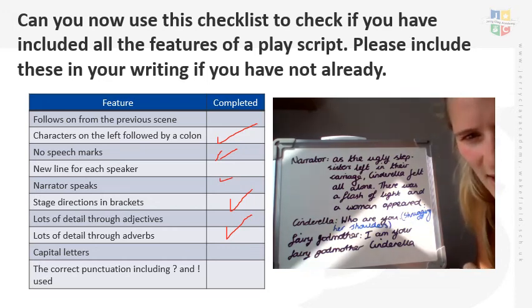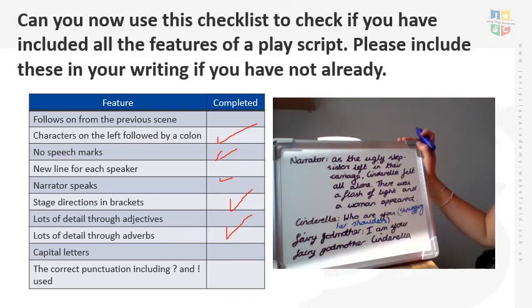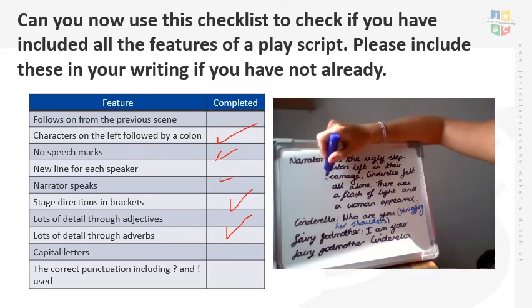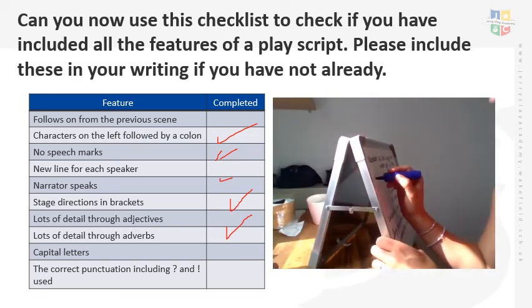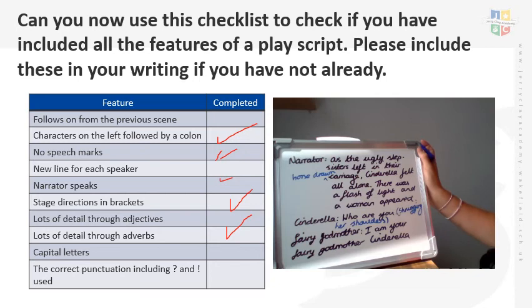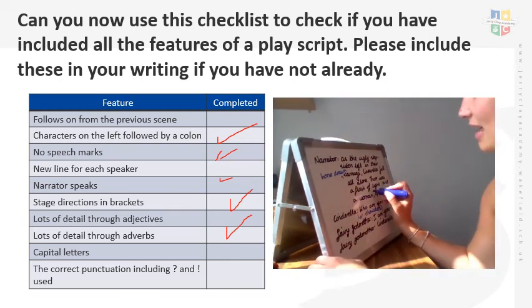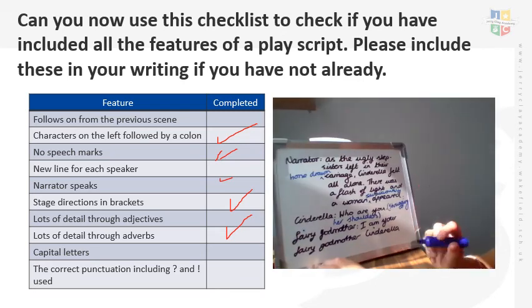Lots of detail added through adjectives and adverbs. So let's have a look. Have I got any? So as the ugly stepsisters left in there, oh, I think I could add one in, so I'm going to add in there horse-drawn carriage. Cinderella felt all alone. Suddenly there was a flash of light and a woman appeared. I'm going to say how she appeared. I'm going to say a woman suspiciously appeared. Suspiciously. So I've got my adverb in there. Suspiciously appeared. Who are you?